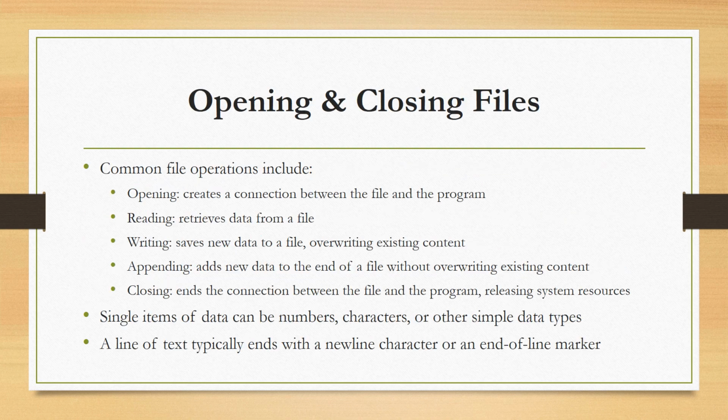How can we open a file and close a file? Common file operations include opening, reading, writing, appending, and closing. Opening will create a connection between the file and the program. Reading will retrieve data from a file. Writing will save new data to a file or overwrite existing content. Appending will add new data to the end of the file without overwriting existing data. Closing will end the connection between the file and the program and release system resources.